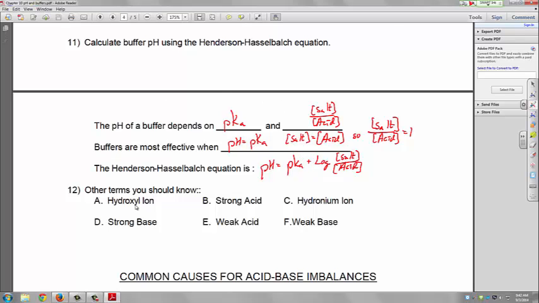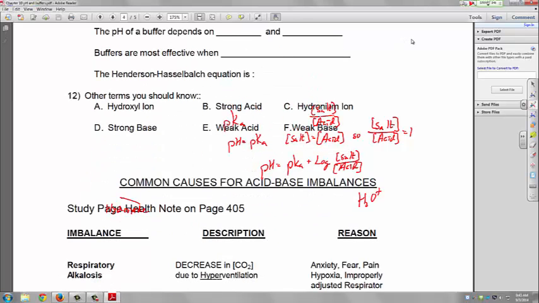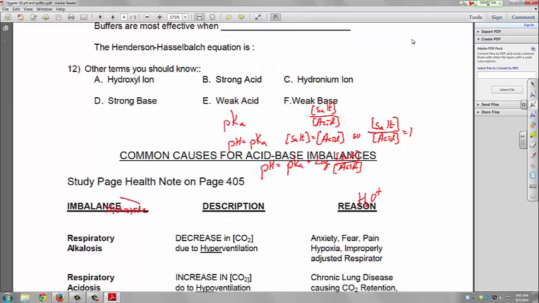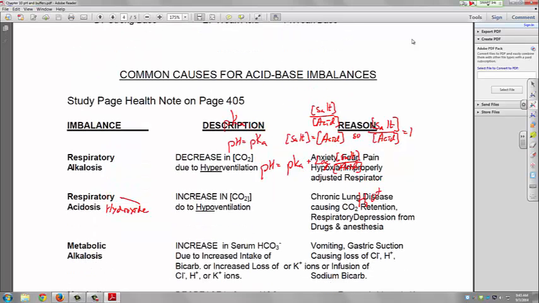Okay. Number 12, some other terms you should know. This should be hydroxide, not hydroxyl. Hydroxide ion. Strong acids, weak acids, we've talked about weak bases. Hydronium ion, that's H3O+. Okay. And I know we've talked about other things in lecture. This doesn't include everything, but it does go over quite a bit of what we talked about in lecture.